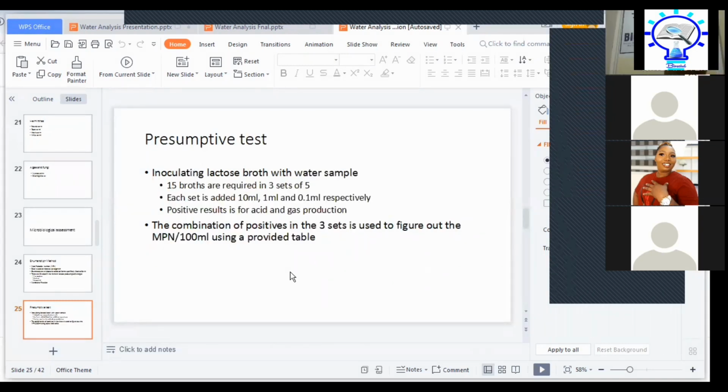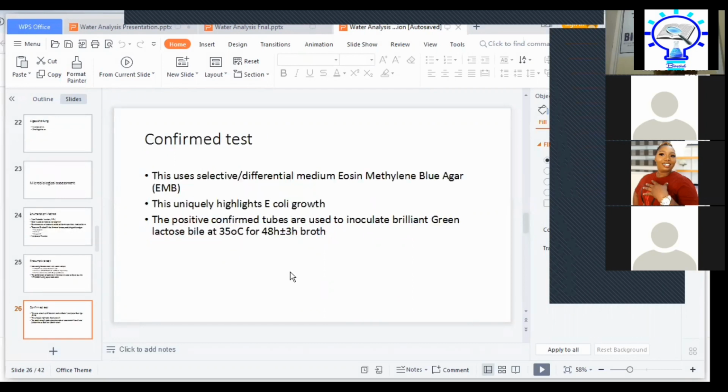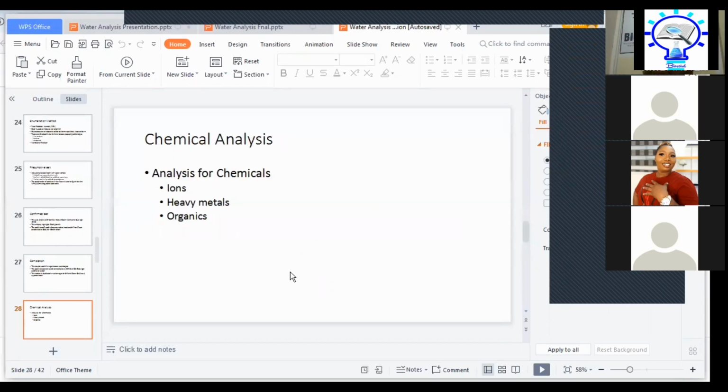Okay, now, if after the first one, you can see some acid and gas in some of the nutrient broth, you are going to do the second one. This second one, you are going to use a selective differential media that can actually tell us indeed what we have there is E. coli. Because it's not only E. coli that produces acid and gas. Some other organisms do too. If you have any questions before we go to the last lab, which is the chemical analysis. Any questions?